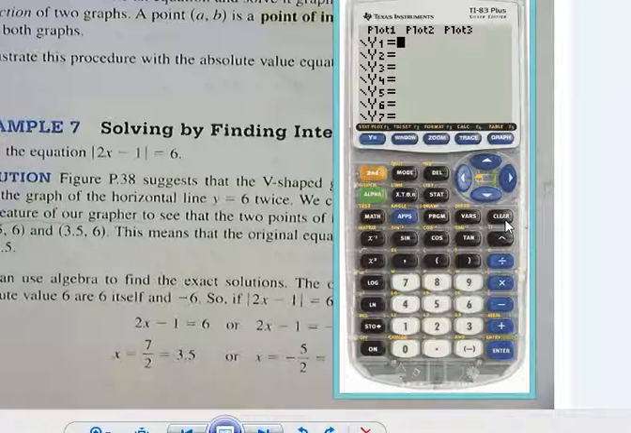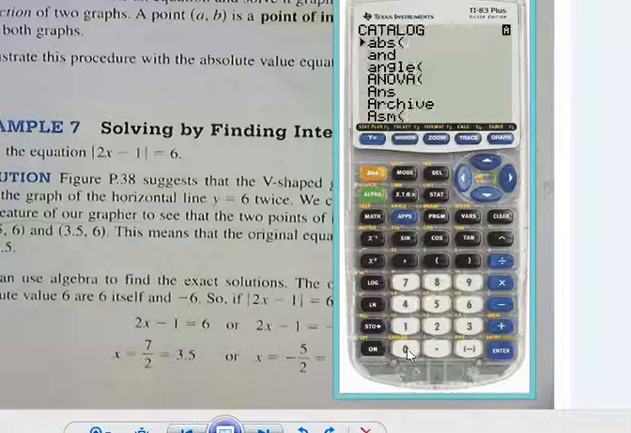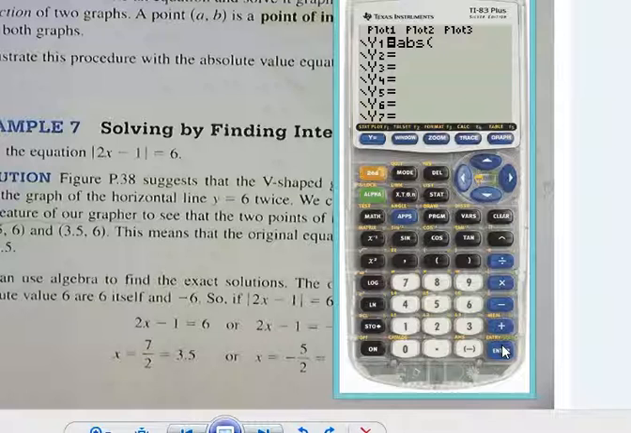So just plug in absolute value of 2x minus, oh wait a minute, how do I do that? Does anybody in here know? Catalog, right? If I hit second catalog, the very first thing that pops up is ABS parentheses, and that stands for absolute value. So I'm going to hit enter. Boom, I've got my absolute value bracket. What goes in the brackets? 2x minus 1. And that's the left-hand side of the expression.